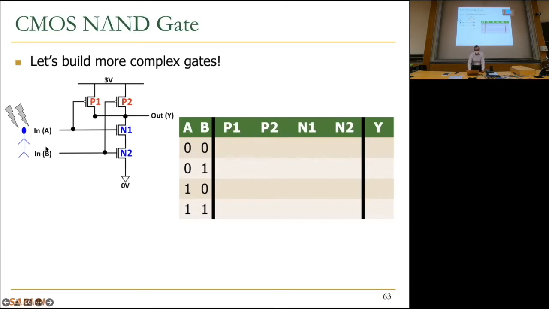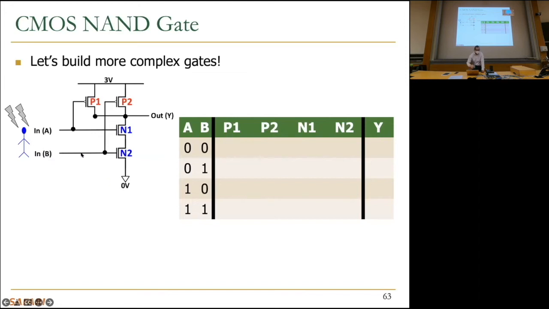A and B are both 0. So P1 gets a 0 over here. So what does that mean? This is a PMOS transistor, so it gets enabled, right? So 3 volts get connected to the output. And then N1 gets disabled. So output clearly does not get connected to 0 volts. So I think we know what is happening right now, right? But let's make sure. Basically, output gets connected to 3 volts when we have 0, 0, and it doesn't get connected to 0 volts.